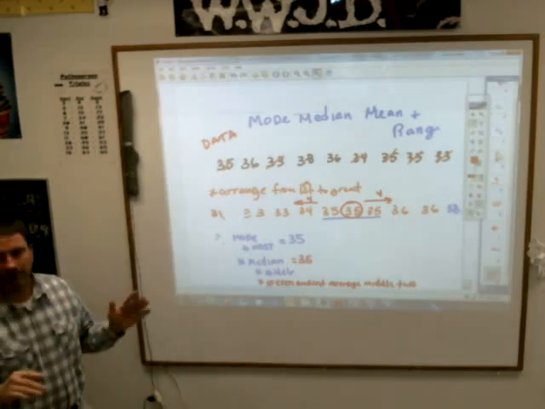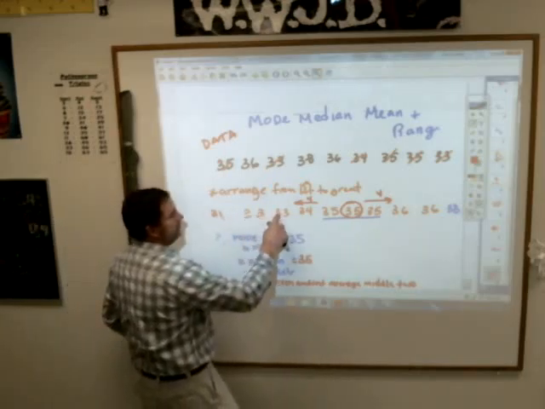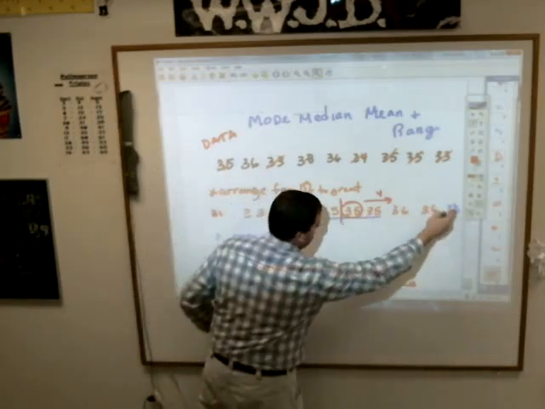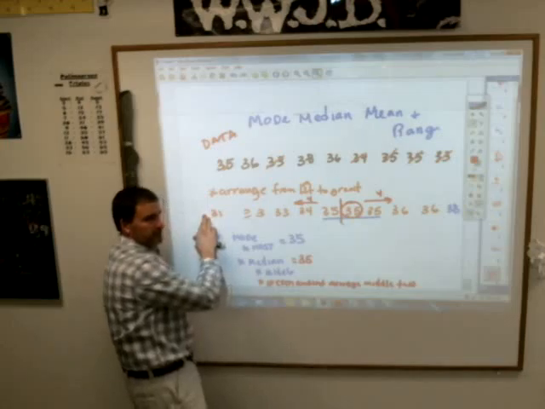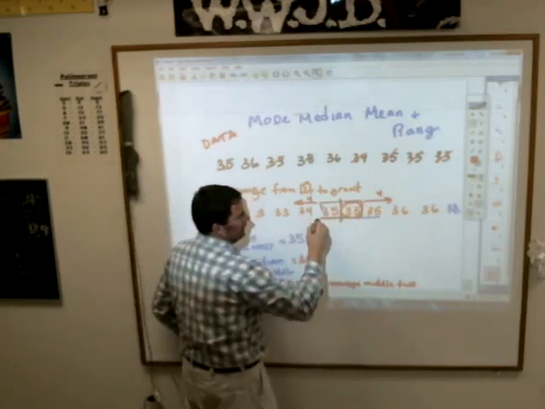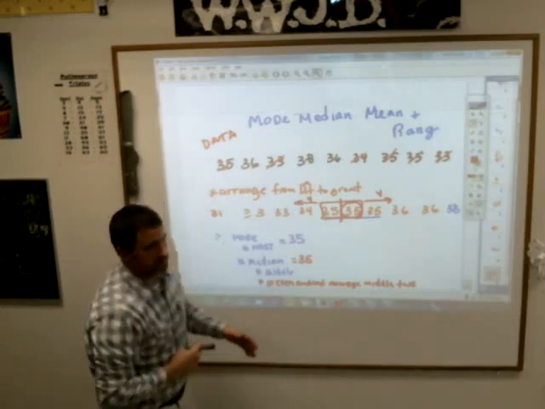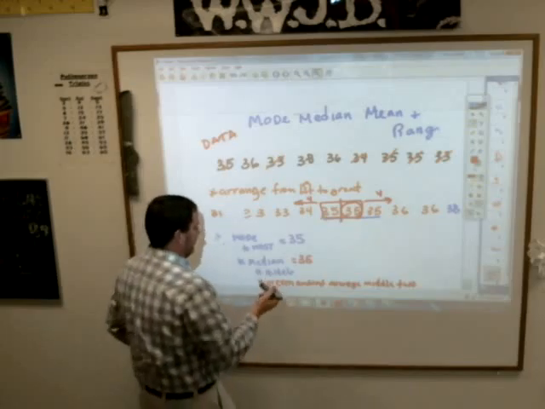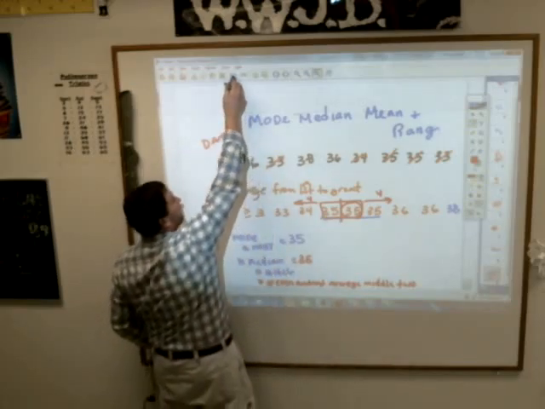What's in the middle of 10? 1, 2, 3, 4, 5. The middle is right here, because there are 5 numbers here and 5 numbers there. If that happens, you take the middle 2 and find their average. Add them together, divide by 2. In this case, it's easy because it is 35. So just remember that when we run into that.